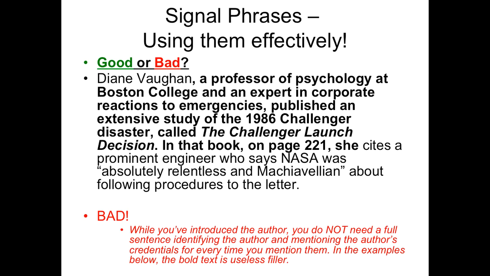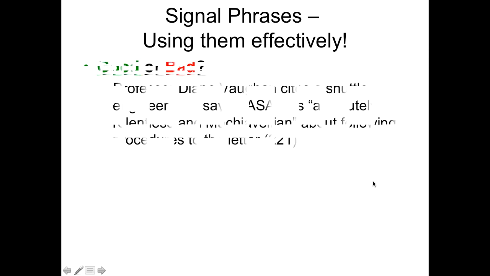Now, while you've introduced your author, you've given way too much identifying information. At this point, you're kind of just putting in filler. You can mention that she's a professor of psychology, but you don't have to tell me all of the credentials that she has. And then you don't have to introduce in that book on page 221. You can do that in your parenthetical citation. Plus, you're even missing a parenthetical citation here.